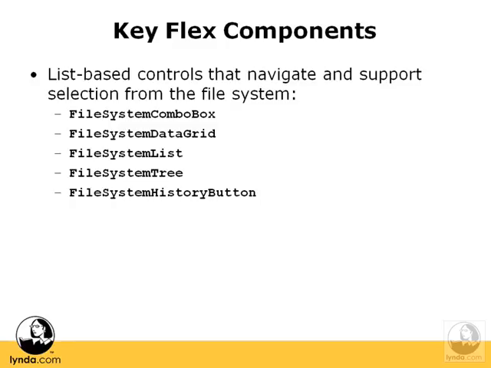There's also a special component called the File System History button that I'll be describing later. This button gives you a very easy way of linking into the data provider for a list control or a data grid control and letting the user move forward and back through their directory and file selections.